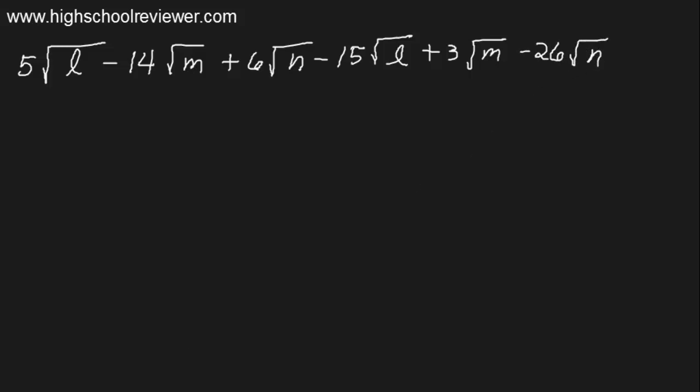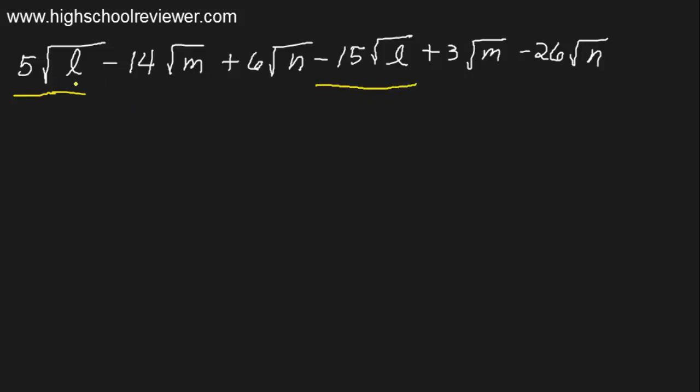Okay, so again, remember that we can only combine radicals with the same radicands. Okay, so we have here 3 radicands. So we have L, so 5 square root of L. This is one expression, and we can combine that with negative 15 square root of L.